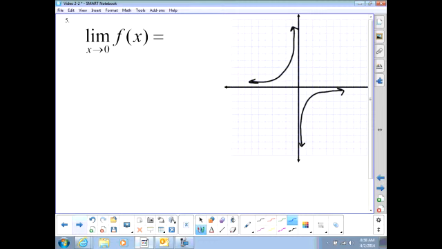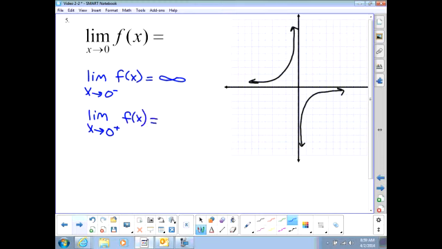In this particular example, as x approaches 0, our limit as x approaches 0 from the left of f of x: as our x values get close to 0 from the left, our y values get large positive numbers. So we'll go towards positive infinity. Whereas as x approaches 0 from the right, f of x becomes large negative numbers. So that goes towards negative infinity. Our left-hand limit and right-hand limit are not equal, so therefore our overall limit does not exist.